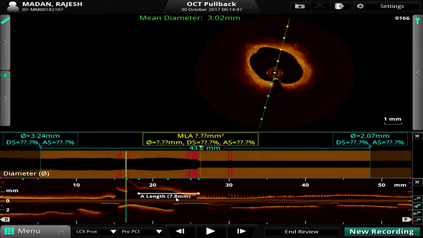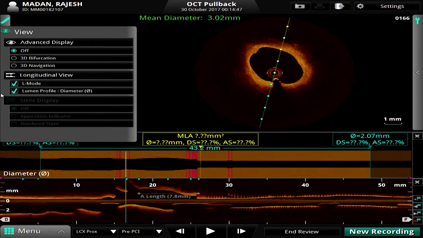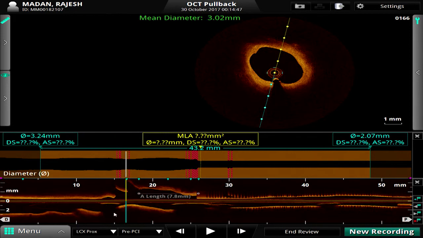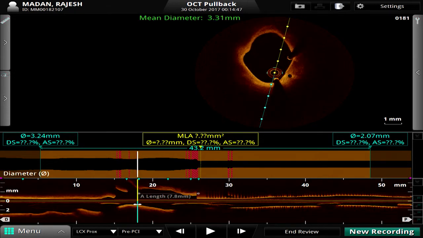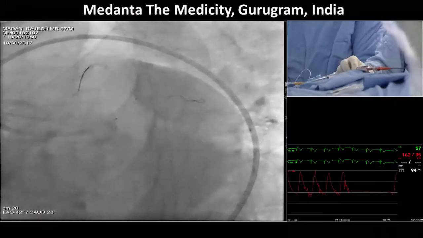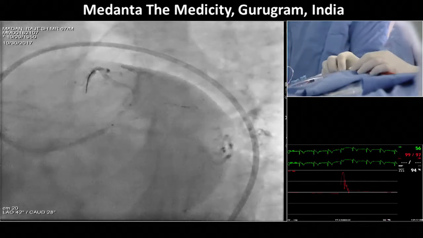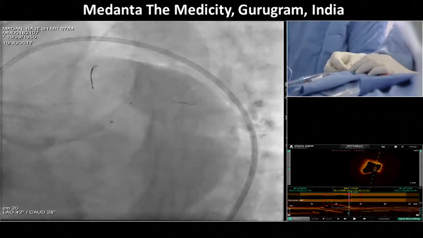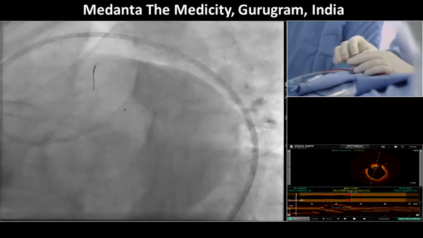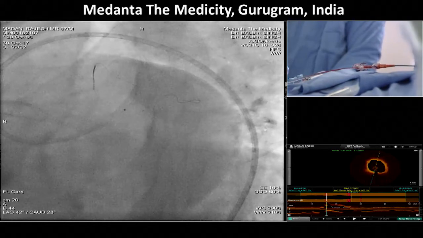So now you saw the calcium, and as was discussed, we have an ostial LAD. We have chosen a scoring balloon to dilate this lesion. So I have taken a 3.0 by 15 millimeter AngioSculpt, and I'm going to dilate this lesion well before we think of putting in the stent. And we'll show that LCX.